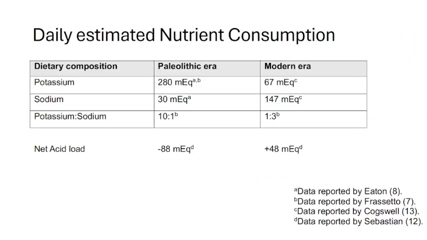So here's a table of the daily estimated nutrient consumption of the Paleolithic diet compared to the modern diet. These are estimated by a variety of papers. And again, you can see in the Paleolithic diet, there's more potassium, less sodium, such that the ratio of potassium to sodium in the diet is 10 to 1. With the modern diet, the potassium is low, the sodium is high, so the ratio of potassium to sodium is 1 to 3. It flips. And again, the net acid load becomes negative to a positive acid load. So the modern diet is more acidic.